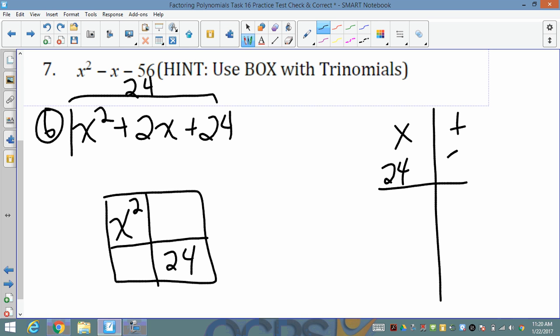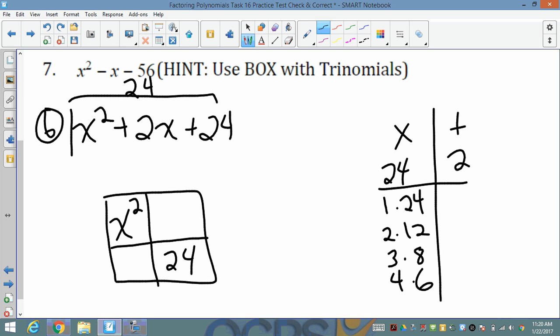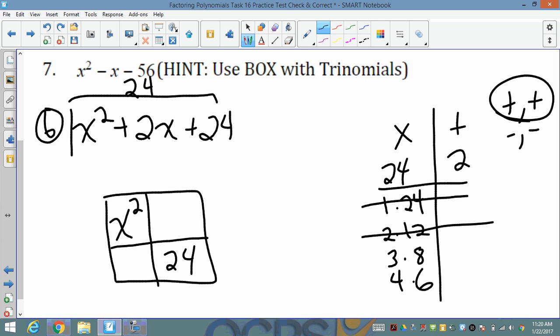So I want to multiply to 24, positive, and add to 2. So 1 and 24, 2 and 12, 3 and 8, 4 and 6. Now before I do anything else, I need to think about my signs. Since I'm multiplying to a positive, my signs need to be the same. Since I'm also adding to a positive, they both need to be positive. Now, if I add these together, I'm going to get 25 here, so that doesn't work. 14, so that doesn't work. 11, so that doesn't work. And 10, so that doesn't work.